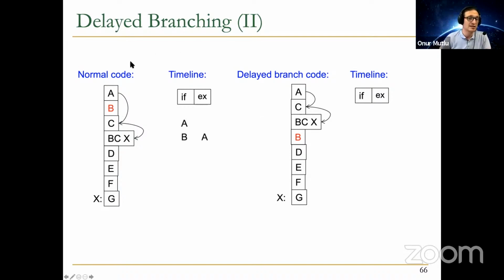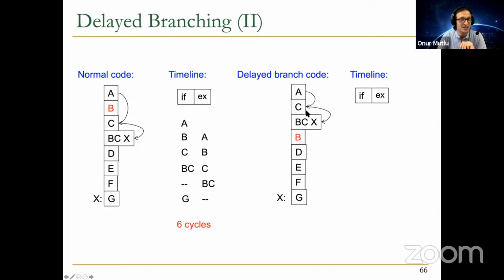Normal code execution: you fetch A. While you're executing A, you fetch B. While you're executing B, you fetch C. While you're executing C, you fetch the conditional branch and assume that you stall. Comparison point is stalling. Okay, it takes 6 cycles if you stall after this branch. Not bad because it's a two-stage pipeline.